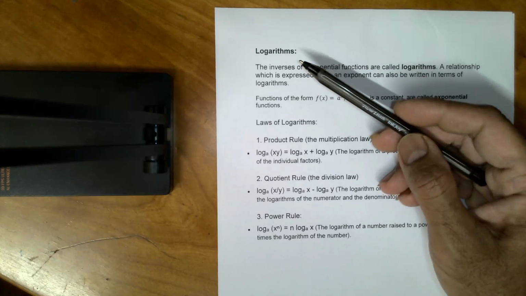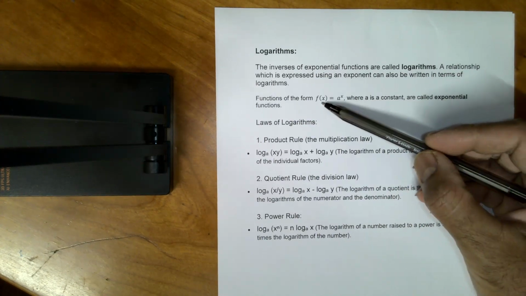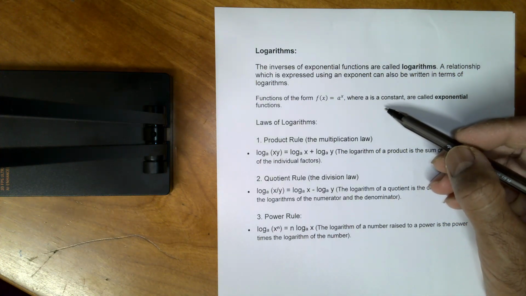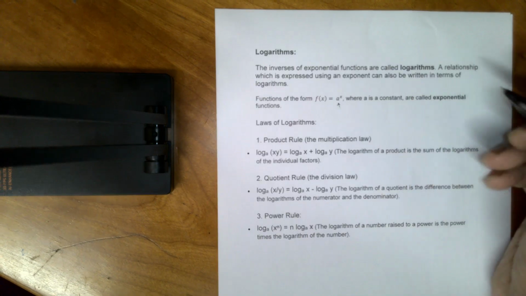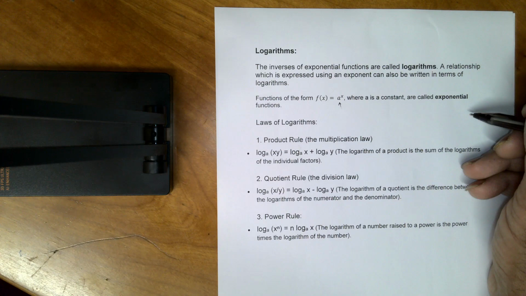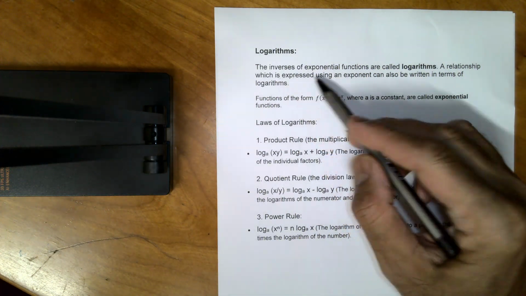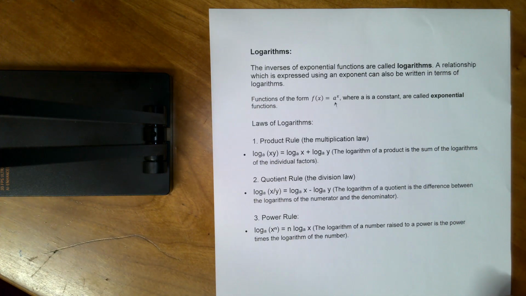What I discussed in my previous video: a function of the form f(x) equal to a to the power x, where a is a constant, is called an exponential function. The inverse of the exponential function is called a logarithm. A relationship which is expressed using an exponent can also be written in terms of a logarithm.